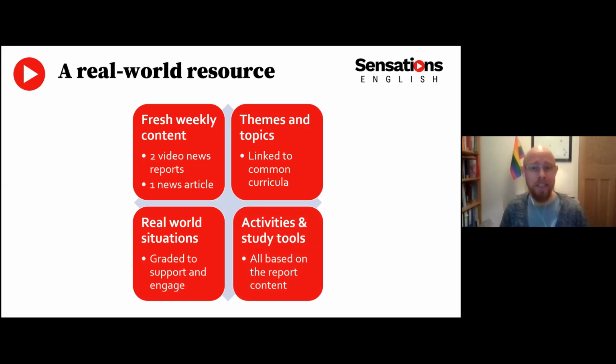And all those activities and study tools, which are based on the report content, help learners to recycle the language which is in the report, that richly contextualized use of vocabulary and grammar and pronunciation, and helps them to practice all 4 skills, and vocabulary and grammar and pronunciation with that.